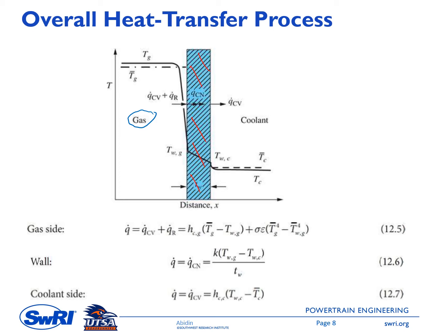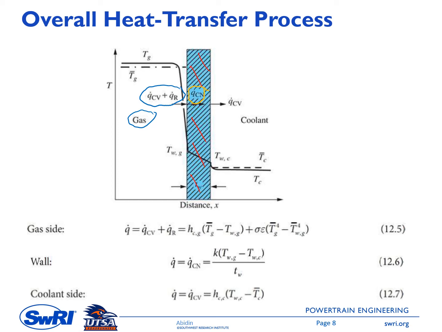In the gaseous region on the left side of the wall, we have convection heat transfer and radiation that transfer energy from the gaseous region to the wall. Here it is represented by Q dot CV and Q dot R, so this is convection heat transfer and radiation heat transfer. And then within the wall, we have conduction heat transfer, which is Q dot CN. And then to the right of the wall, we have energy transfer by convection from the wall to the coolant. We'll talk about this coolant in the next chapter.